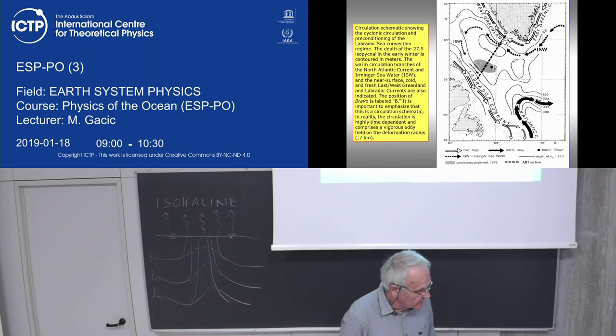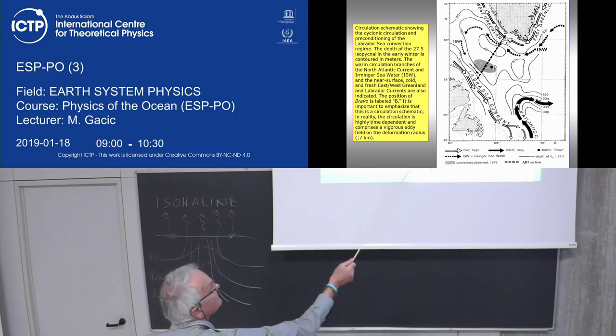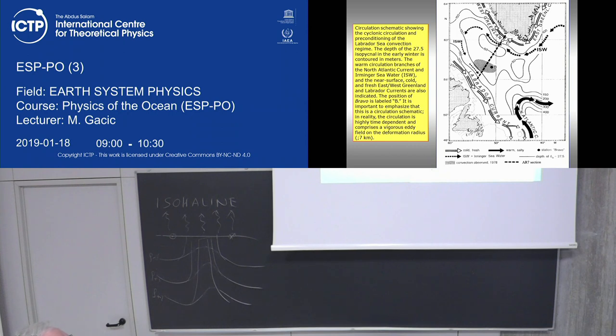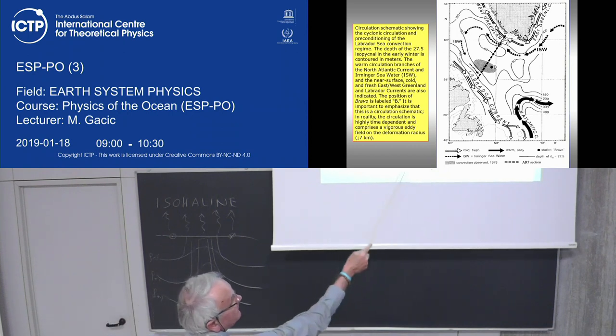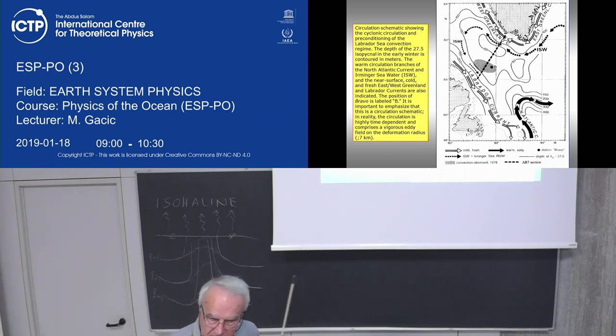Now here is the circulation schematic showing the cyclonic circulation and preconditioning in the Labrador Sea convection regime. What you can see is essentially what I already showed you: the prevalence of this cyclonic circulation, which covers this huge area. This is, for example, one convection observed in 1978. But the convection doesn't always occupy the same area. It depends on how strong the winds are, how cold the winds are, how strong the eddy or the cyclonic circulation is, and all these kinds of things.